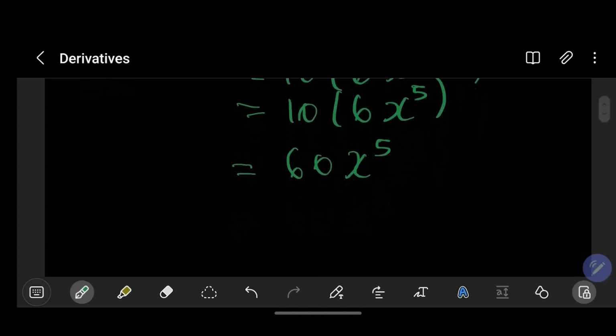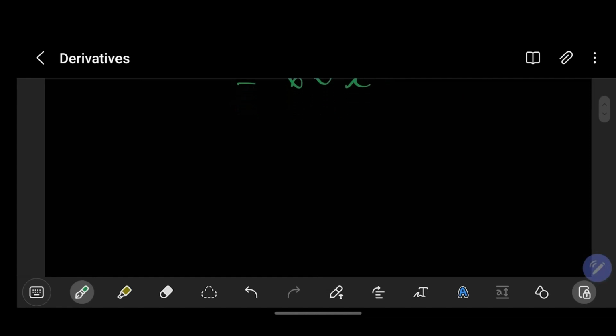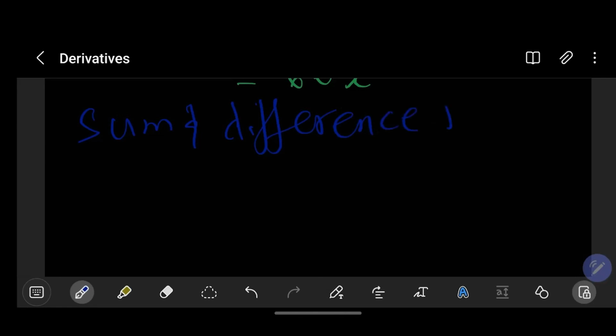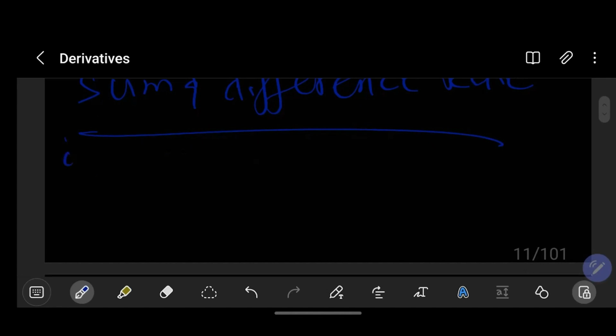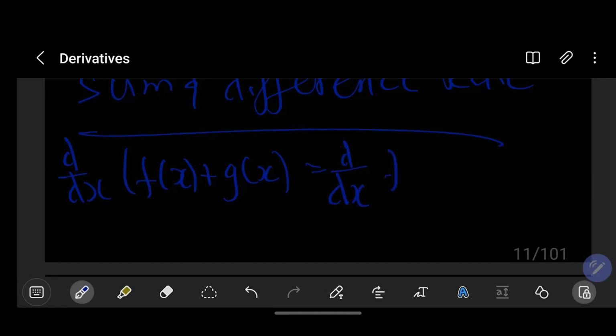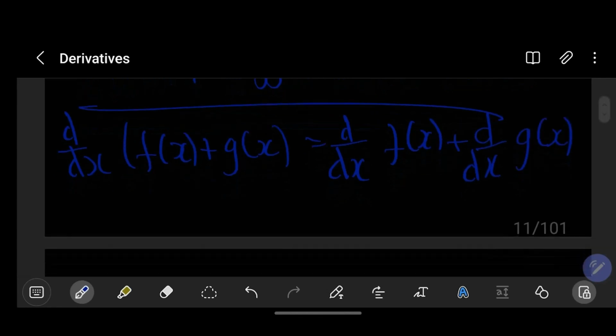So let's look at the next rule that I want to take you through. The next rule on the list is the sum and difference rule. This rule, as we've seen, states that if you have d dx of f of x plus g of x, that's basically equal to d dx of f of x plus d dx of g of x. So let's look at a few examples.